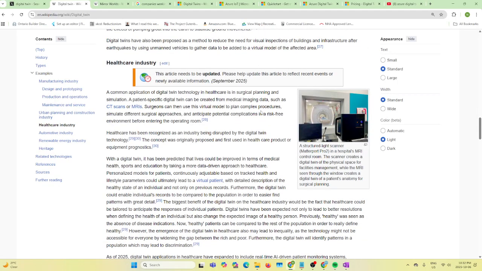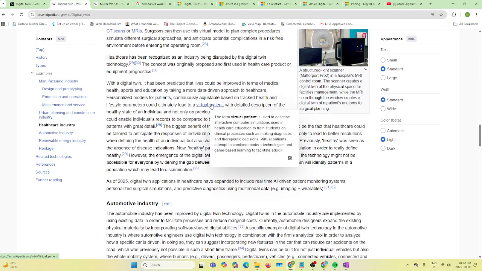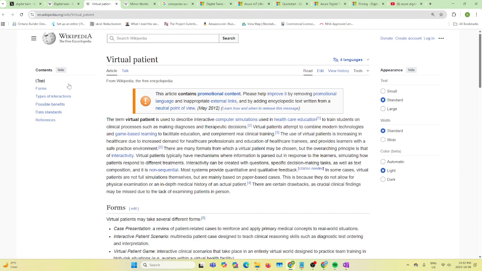Okay, so digital twins in the healthcare industry. CT scans, MRIs, all that stuff. Yeah, that will keep status of those technologies, right? Virtual patients, that's a thing. The term describes interactive computer simulations used in healthcare education to train students in clinical processes such as making diagnoses and therapeutic decisions. Virtual patients attempt to combine modern technologies and game-based learning to complement real clinical training. Game-based learning, okay.